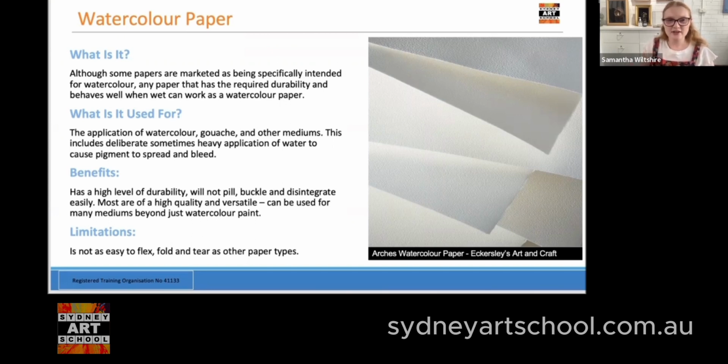So the benefits of this paper are not only durability and behaves well with water, but most watercolor papers will be really high quality and versatile. So you could actually use a great variety of mediums beyond just watercolor paint itself on a watercolor paper surface. That could be both wet and a variety of different dry materials too. And its limitations are that it's not as easy to flex, fold, and tear as other paper types.